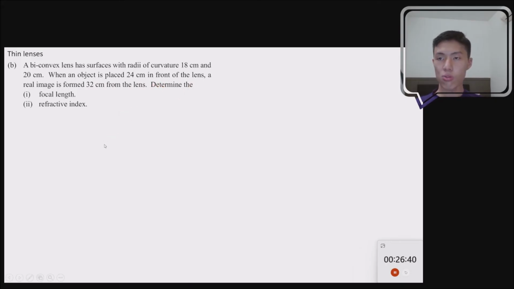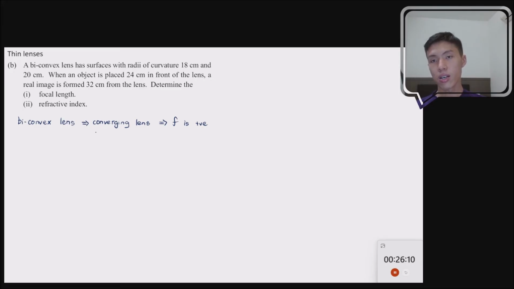Okay, so maybe you can extract a few pieces of information. It says that it is biconvex. Biconvex lens, first thing you know is that it is a converging lens. If you know it's a converging lens, you will know that the focal length will be a positive focal length.